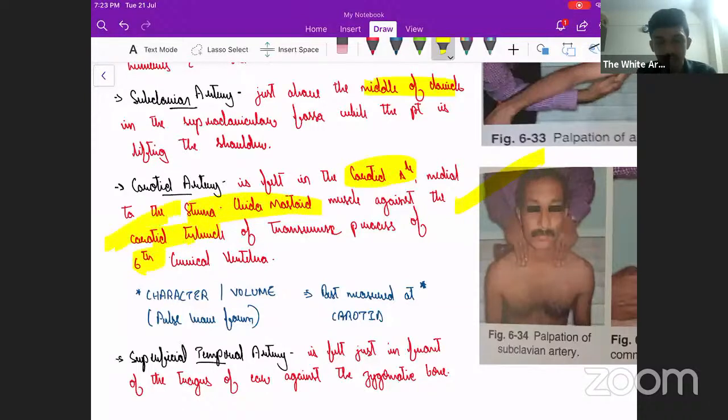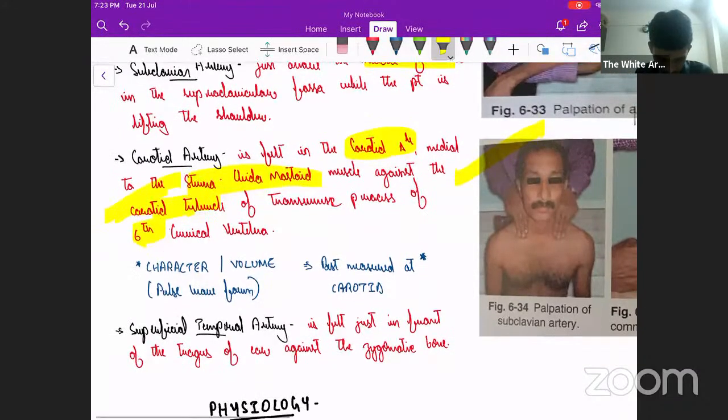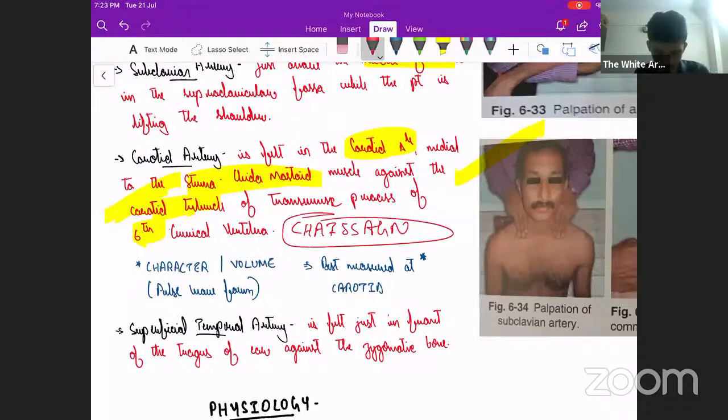What is this tubercle also called? Anyone? Chassaignac's tubercle. Okay, good. So this is the tubercle's name.